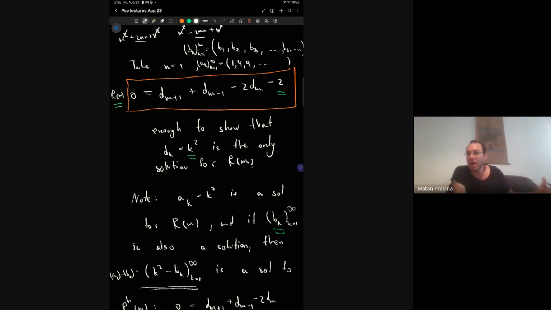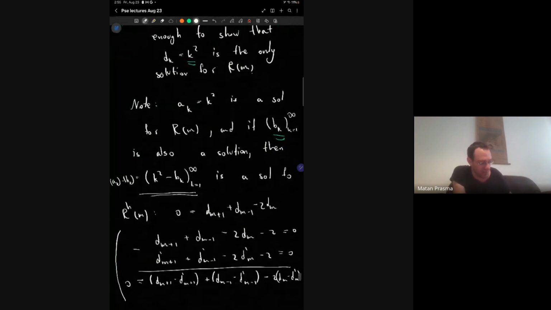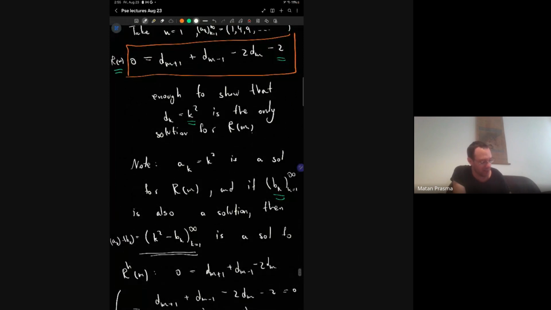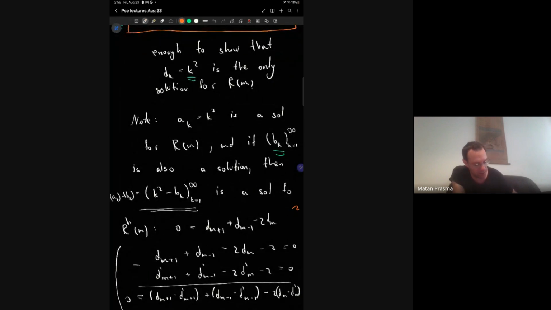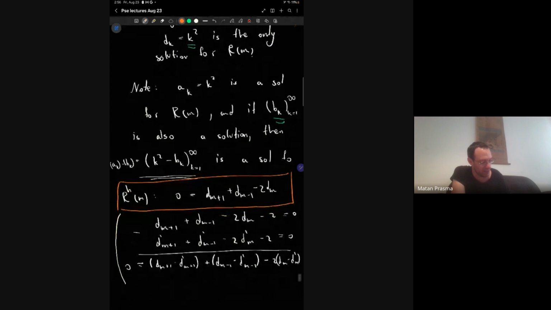The difference of the sequence is another sequence, and this other sequence would have to satisfy the homogeneous relation, right? This is what I did here. In this part, I showed that if you take a sequence, let's say d_m, that satisfies the non-homogeneous relation, and you take another sequence, d'_m, that also satisfies the non-homogeneous relation, and you subtract the two sequences, then the resulting sequence satisfies the homogeneous relation. Is this clear or no?